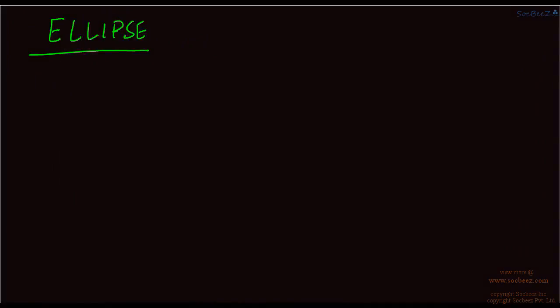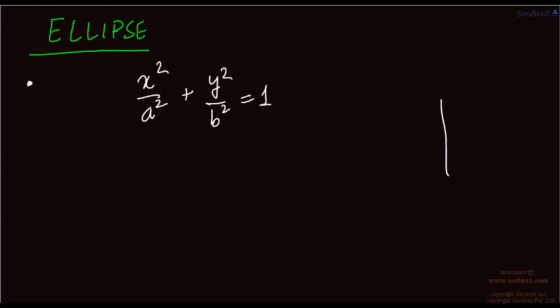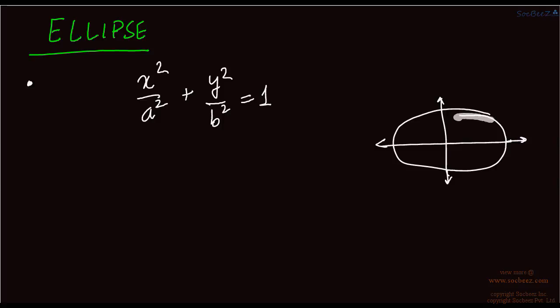Continue with ellipse. The first important point about ellipse is the standard equation of ellipse, which is given by x square by a square plus y square by b square is equals to 1. It is made like this. This is the standard equation. This is the standard form of the ellipse. I'm sorry, I'm not that good at drawing, so you have to consider this.